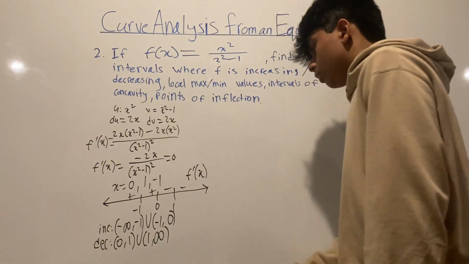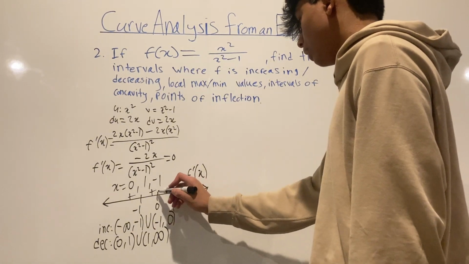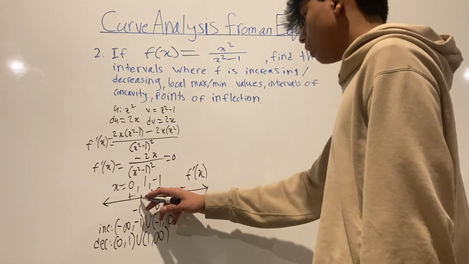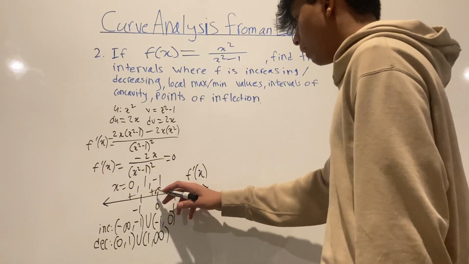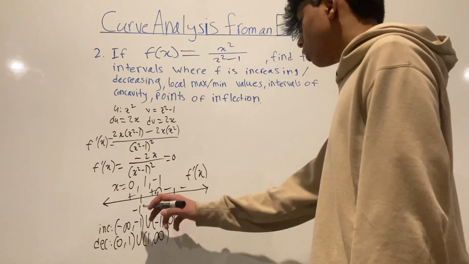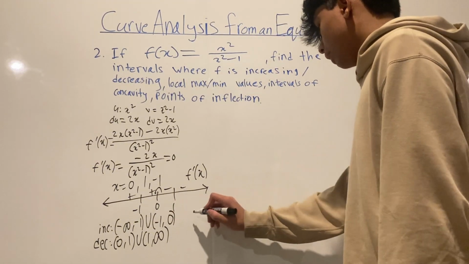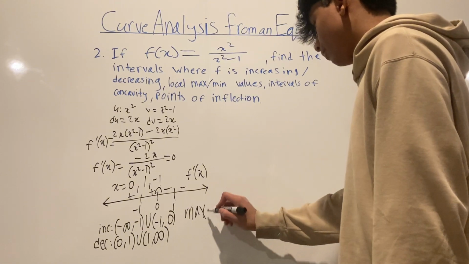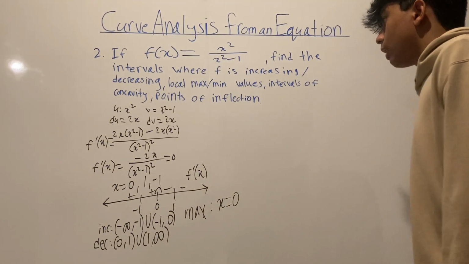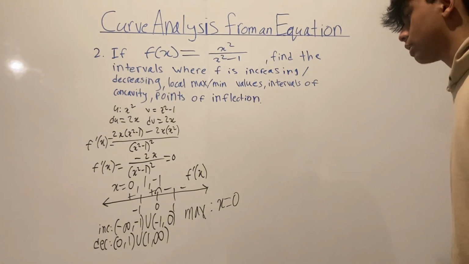And here, we can see that there's only one maximum or minimum point, and it's going to be right here, because here, the function is increasing, and here it doesn't decrease, it keeps increasing, and only at x equals 0 is where the function actually changes, so it goes from increasing, and then it goes to decreasing. So we can just say that there's a max at x equals 0. Now let's find the values of the intervals of concavity and the points of inflection.